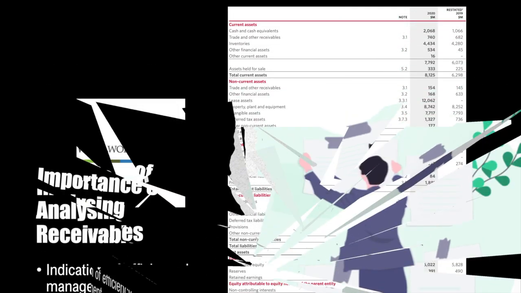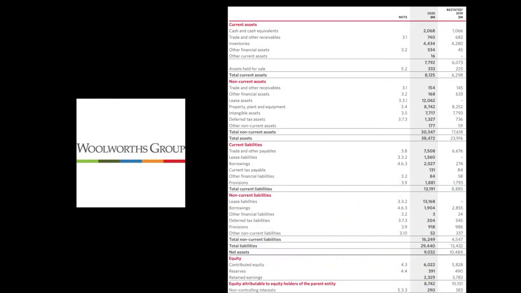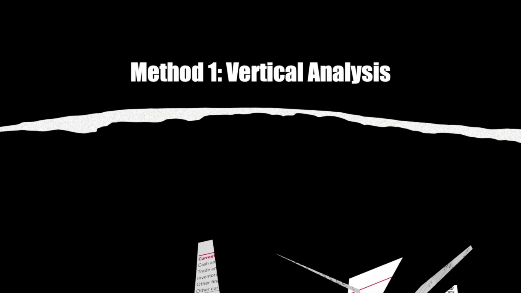So which methods can a business use to analyse their accounts receivables? Well, there are 5 methods that assist businesses in analysing their accounts receivables, and I will use Woolworths Group's balance sheet as an example to help explain the methods. The first method is vertical analysis.